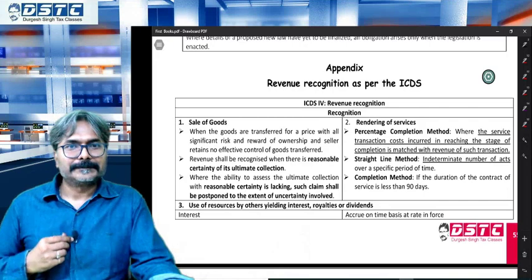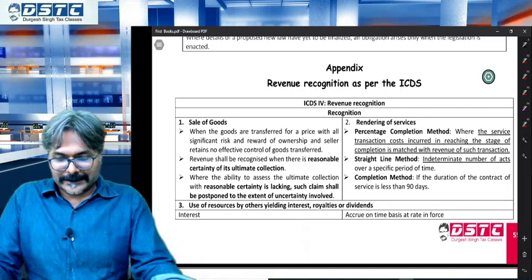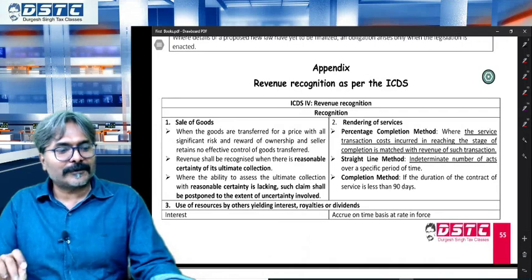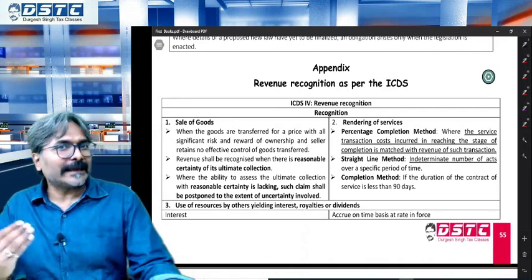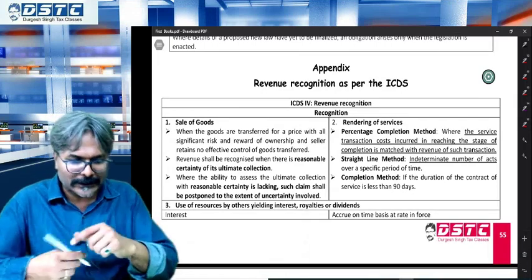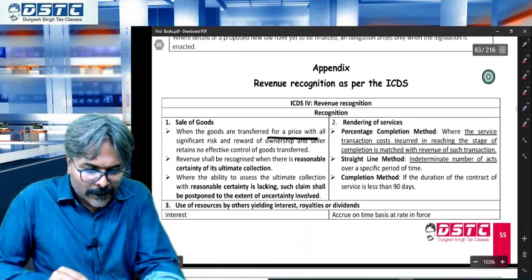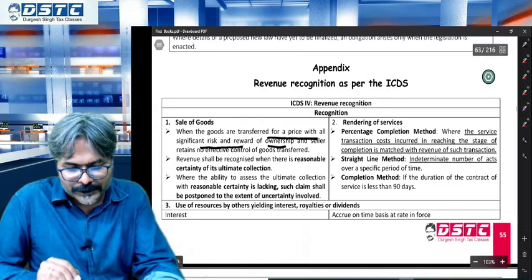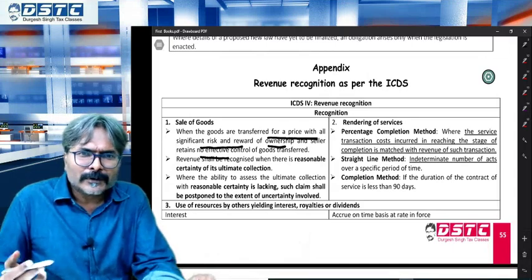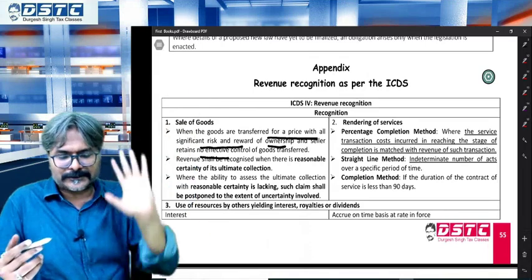Okay, students. So, in this particular context, sale of goods. If you see the point in respect of sale of goods, there is absolutely whatever AS 9 says, Accounting Standard 9 says, the same thing has been written over here. What they are saying for sale of goods is that the goods are being transferred for a price with all the significant risk and reward of ownership, and the seller retains no effective control. Same thing, isn't it? So here the goods are transferred for a price with all the significant risk transferred.